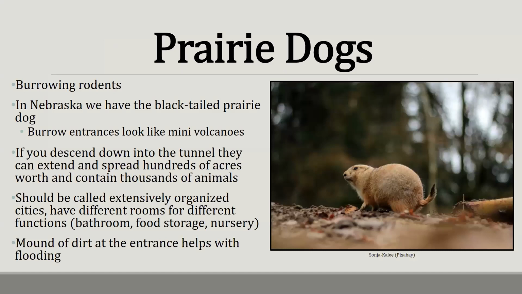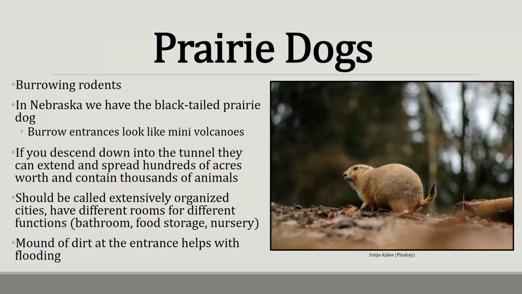All right, so prairie dogs are another one. We talked about those a little bit earlier. In Nebraska, we have the black-tailed prairie dog. When you look at the entrance to their area, they kind of look like mini volcanoes, which is a great way to find them. If you live in Nebraska, if you go about Grand Island and then west, you're going to find prairie dogs.